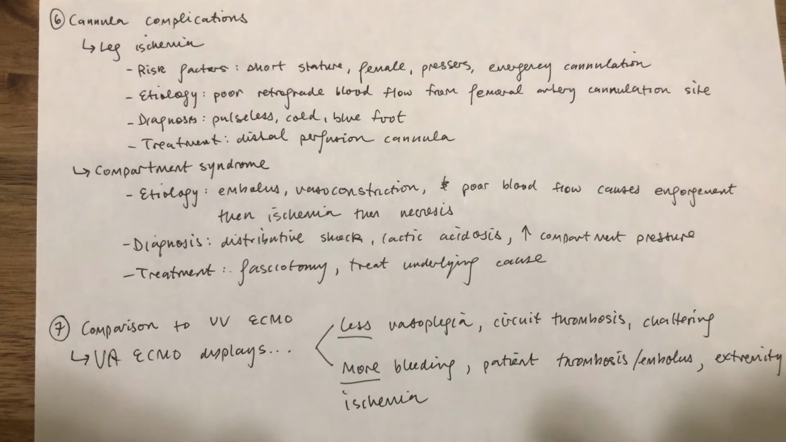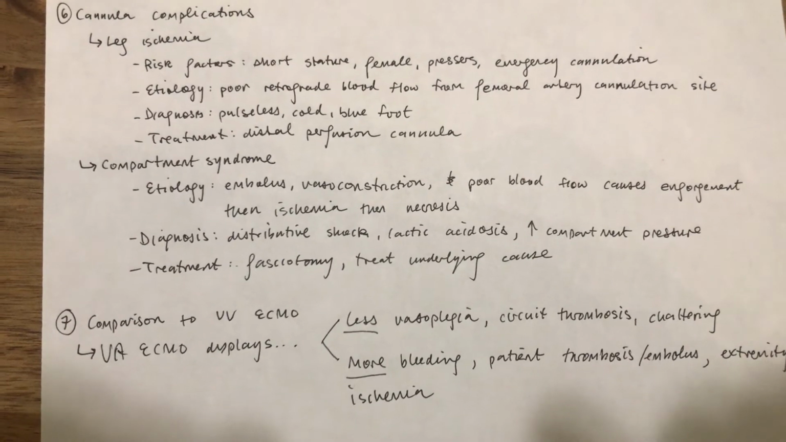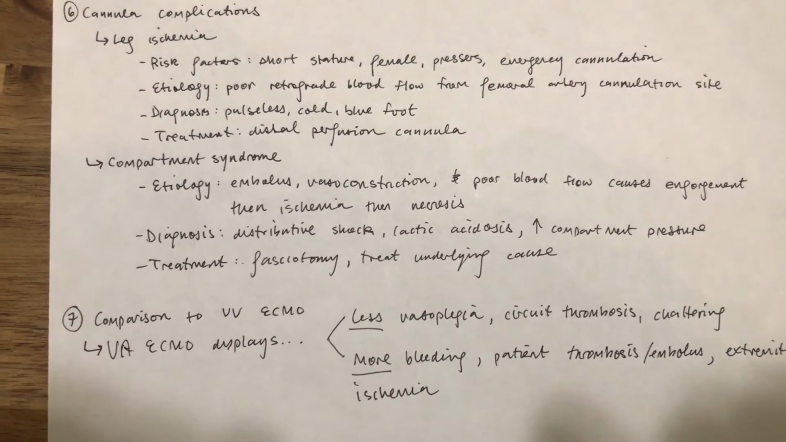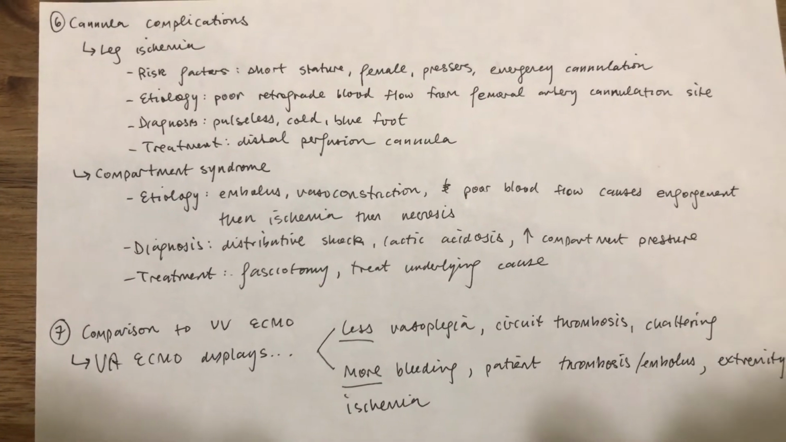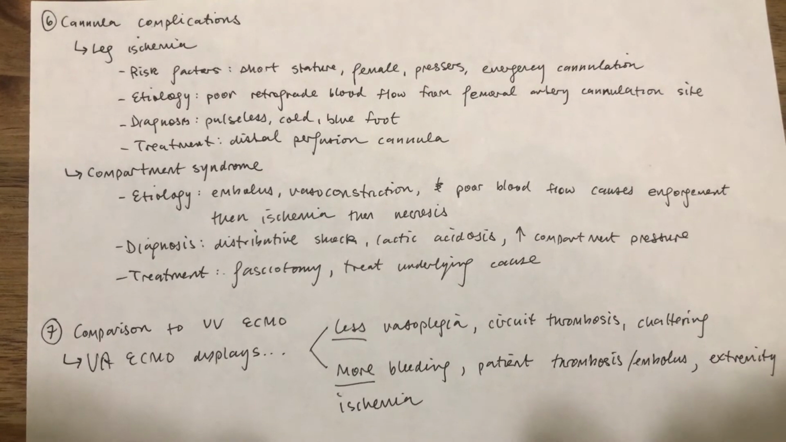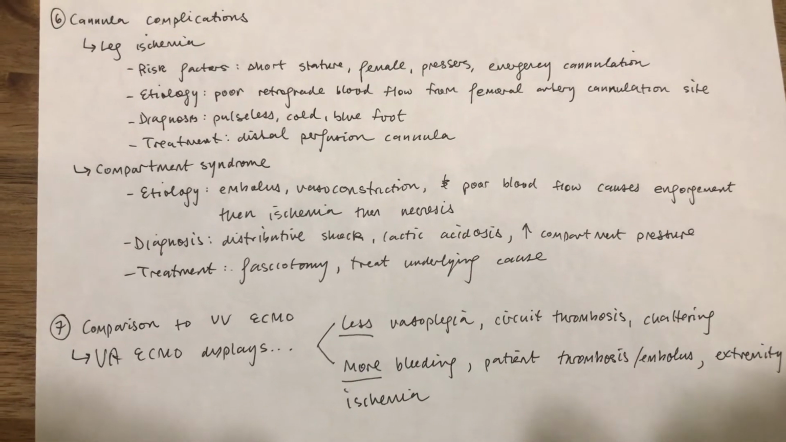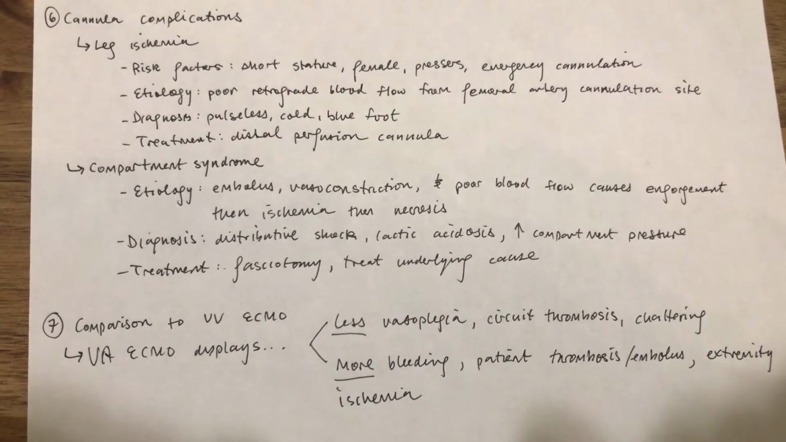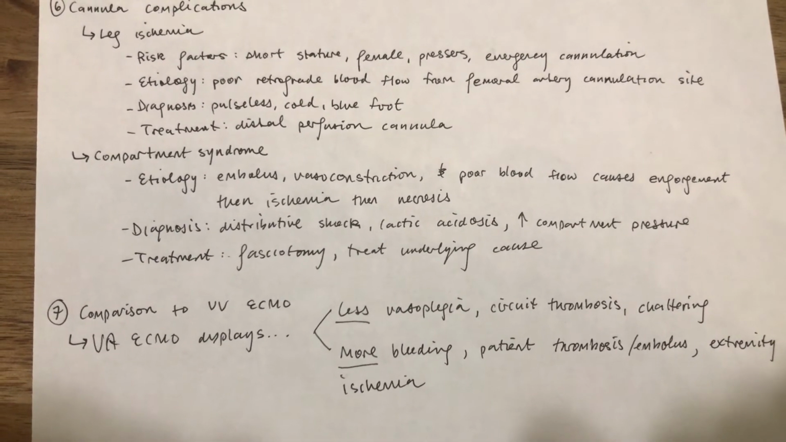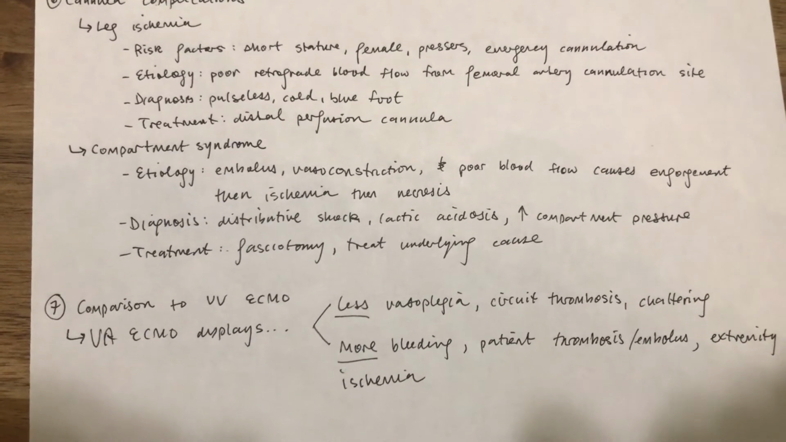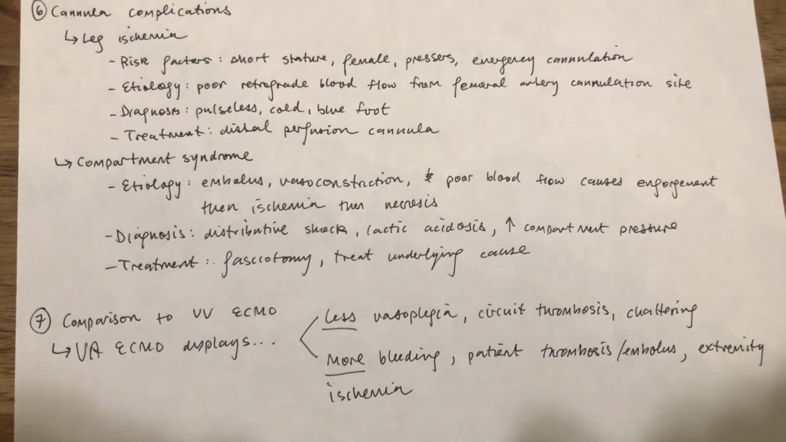What you generally see is a pulseless cold blue foot. Usually it's the legs because the VA ECMO cannulas are usually in the femoral vessels, and the treatment for this is going to be a distal perfusion cannula, at least on the arterial side. This is an additional tube that goes from the main cannula into the profunda artery, and it will help increase the antegrade flow to the leg.